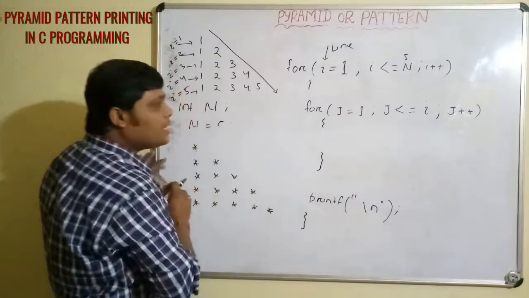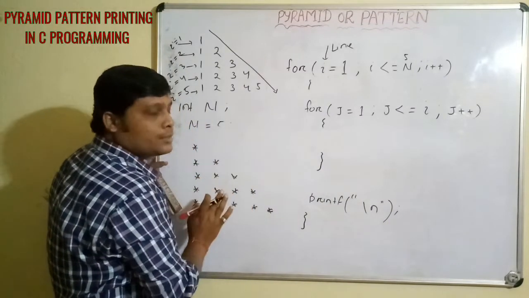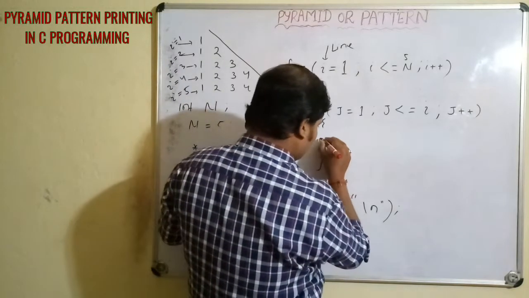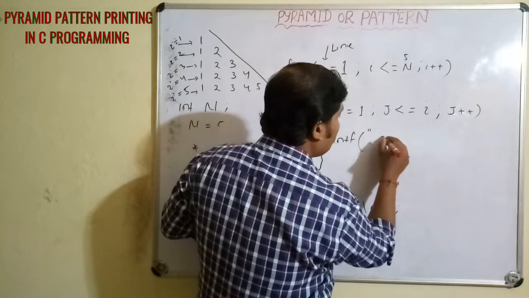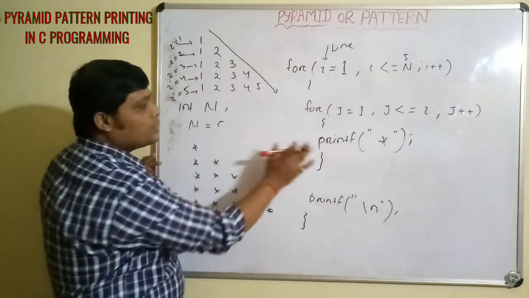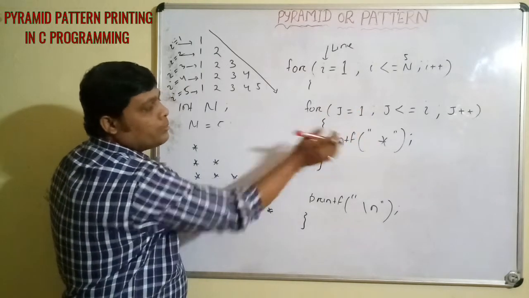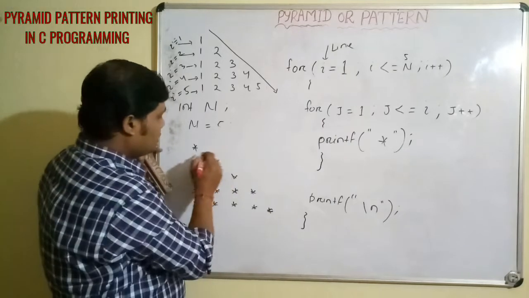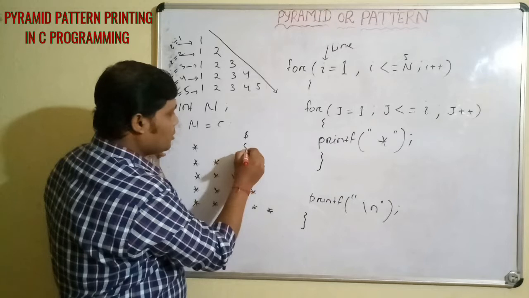Just see. Instead of printing the numbers, we have to print what? Different stars. So this is printf, only star, nothing else, no changes. Only instead of writing printf %d I or J, we have to write what? Printf star.